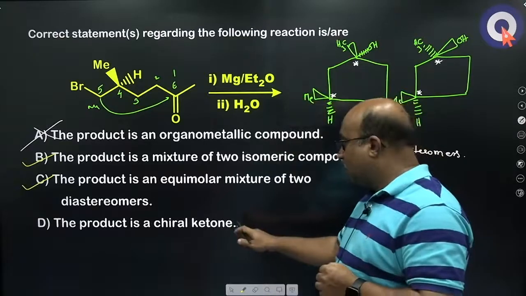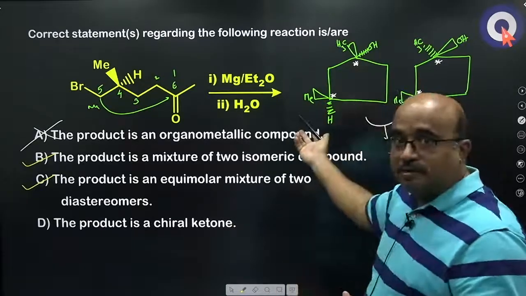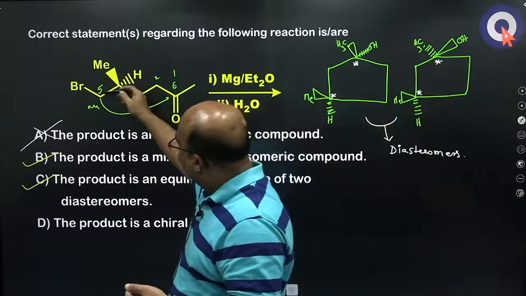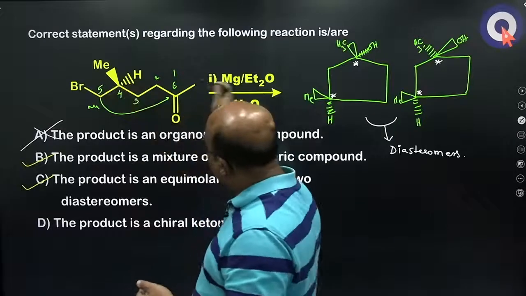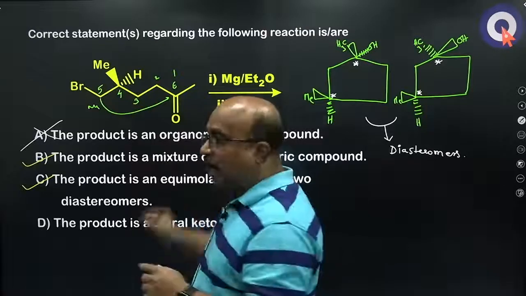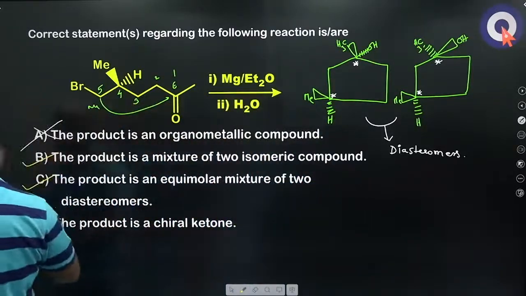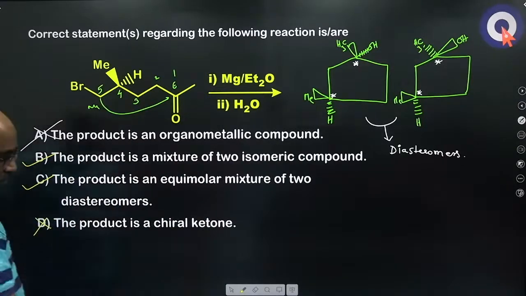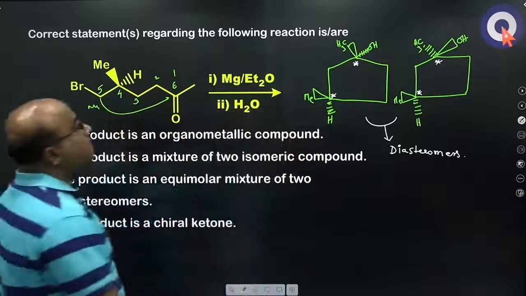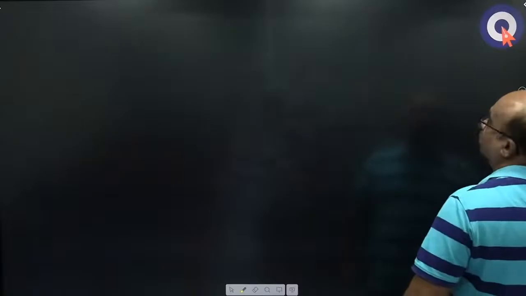Next, the product is a chiral keto. So we don't have any ketone part in this. Okay. So if we assume CH2 minus is there and you added plus immediately, then this may become chiral. But there is an internal immediate reaction and water is added at a later stage. So you cannot consider this. Okay. So this product is achiral. Clear?